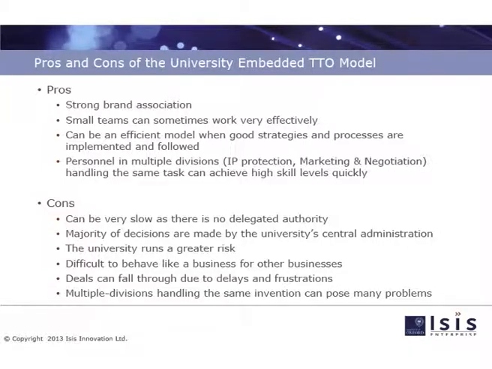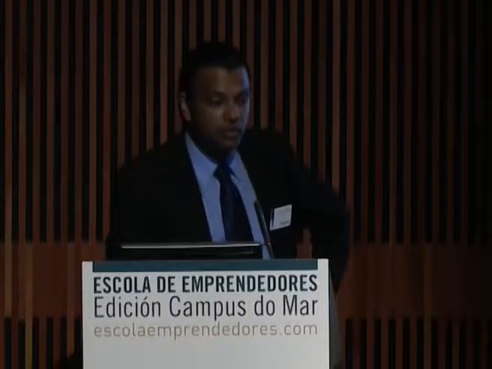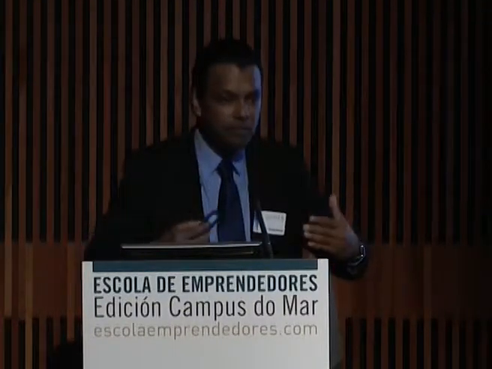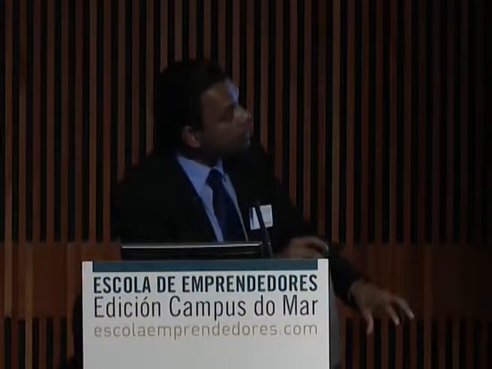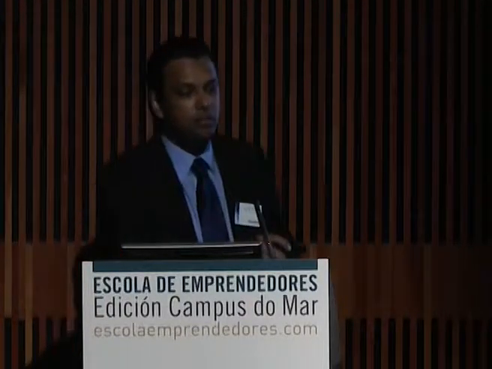However, looking at the advantages, you have the strong brand association. If ICES was located within Oxford University, as a part of Oxford, we wouldn't call it ICES Innovation. We would call it Oxford Innovation or Oxford Technology Transfer, something like that, that is strongly associated with the university. Small teams can sometimes work very effectively. So if there are small teams, decision-making is easy. There aren't too many people with too many opinions that complicate things. So some of these small offices can work quite effectively, can be an efficient model when good strategies and processes are implemented and followed, right?